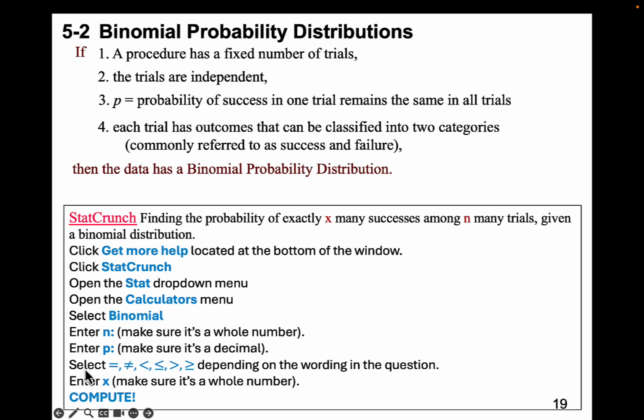Then the program will ask us to select an equal or an inequality from this list here. And the way we are going to select that is dependent on the wording in the question. And finally, we'll have to tell the program x as a whole number, and x is going to represent the number of successes. Then we'll compute that, and it will give us some information on the output screen.